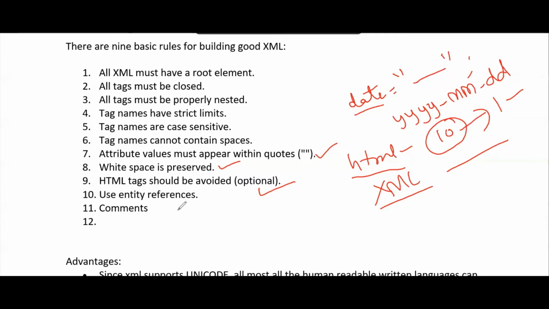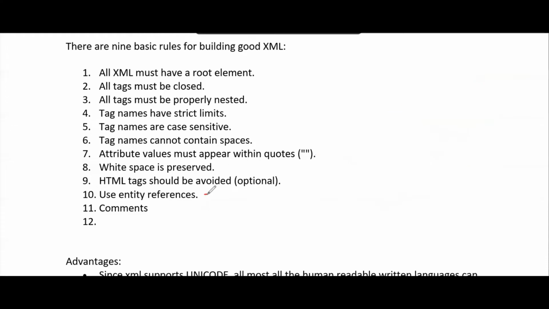Next one is use entity references. Let me help you understand what it means. There are predefined entity references like less than, greater than, ampersand, single quotes and double quotes. These are predefined entity references in XML. The less than and greater than symbols have a meaning, they are the opening and closing of the tag. So the tag will have the less than and the greater than in between, and this entire thing is considered to be a tag.